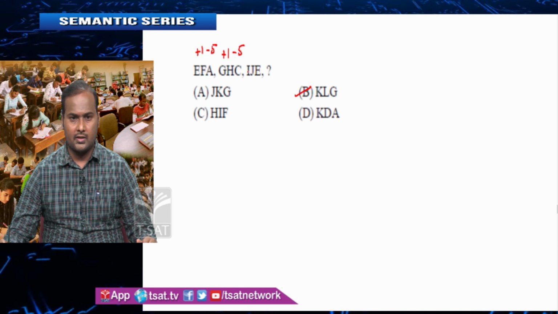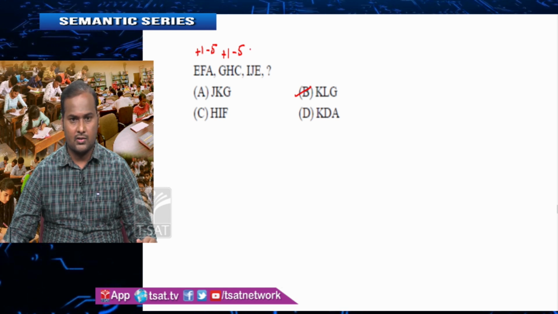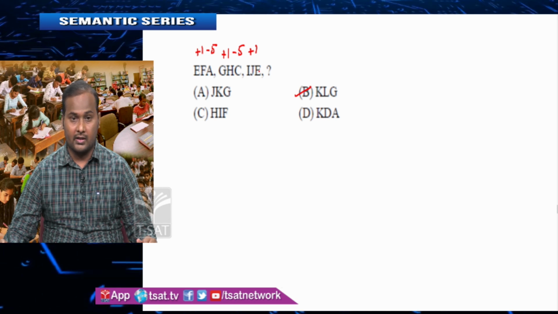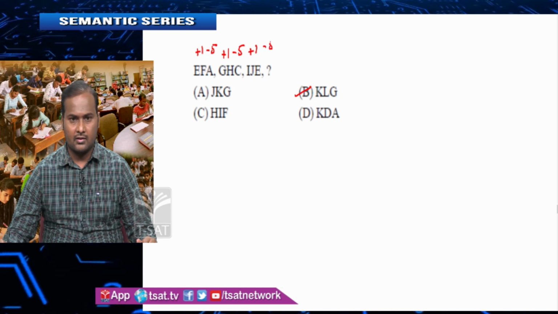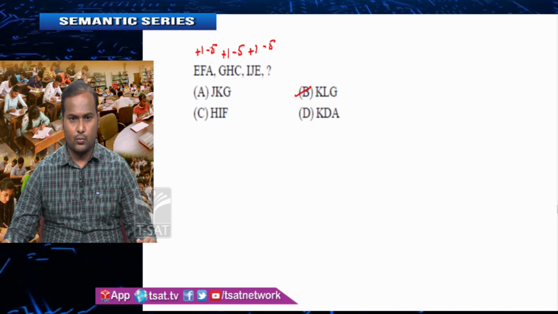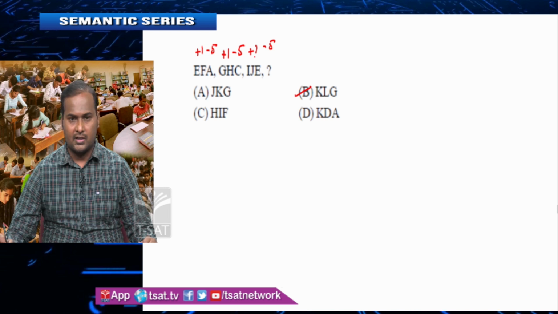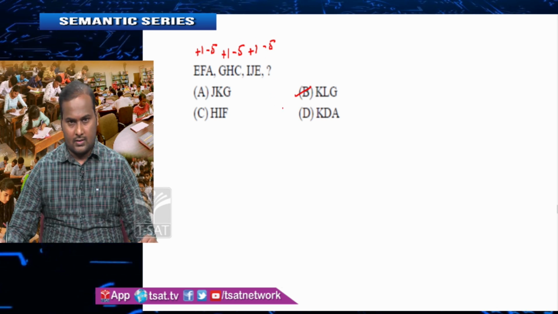I to J, I is 9, J is 10. Here also increasing by plus 1. And J to E, J is 10 and E is 5. It is also decreasing by 5. So you see this plus 1 and minus 5. Check the options which is following +1 and -5. Then also we will get the answer.